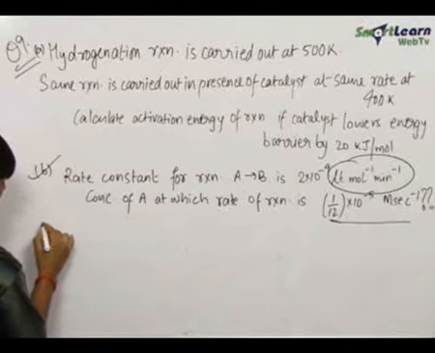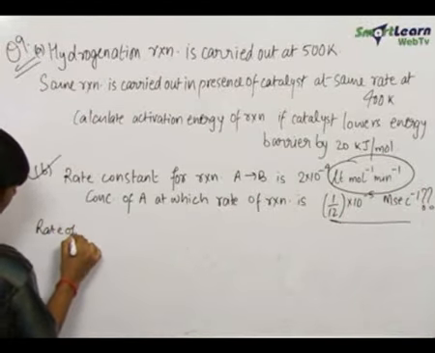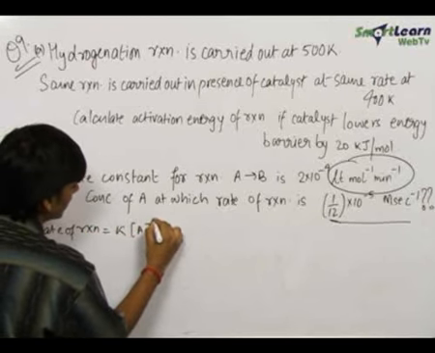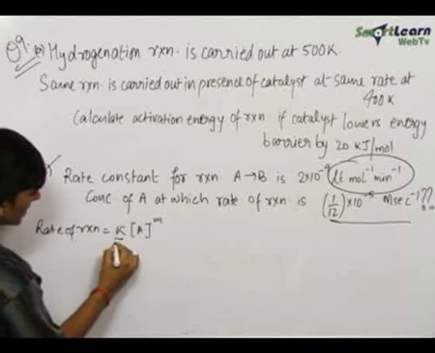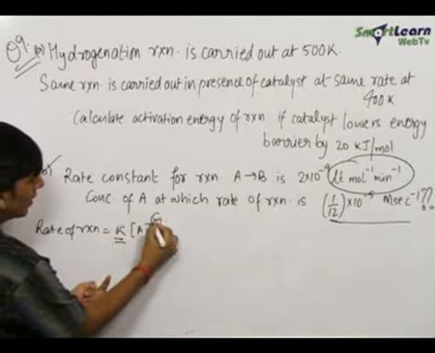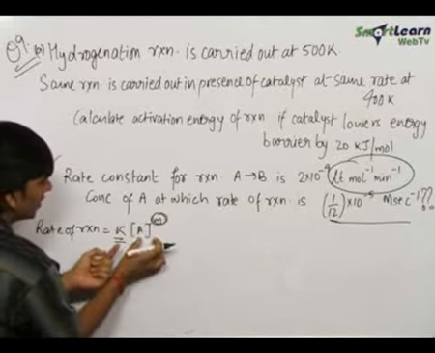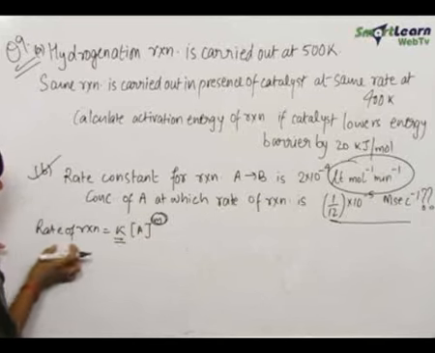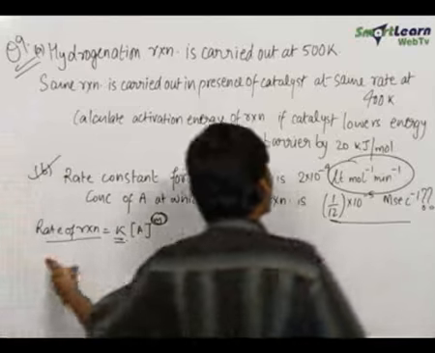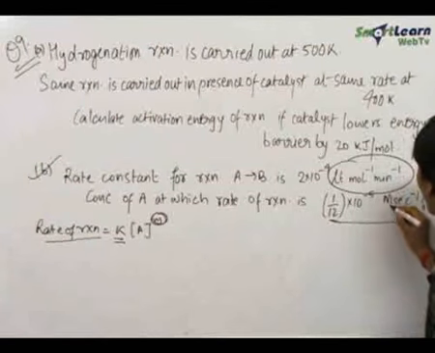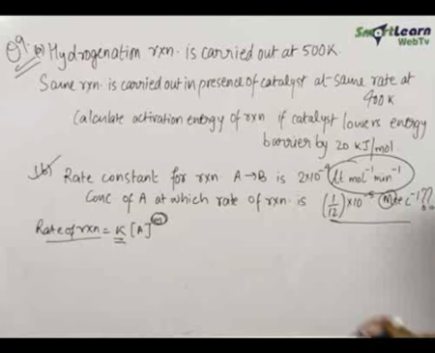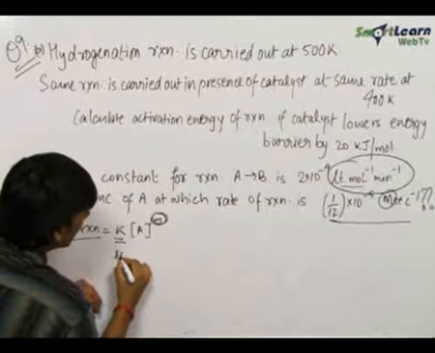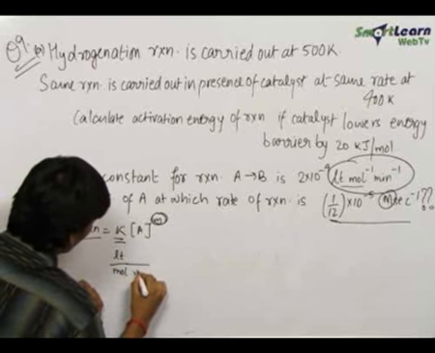The rate of reaction is equal to K times concentration of A to the power m. The unit of K will depend on the m, because if m changes, the unit of this quantity will change, and therefore the unit of K has to adjust so that it becomes equal to the rate of reaction. The unit of rate of reaction is mole per liter per second, molarity into second inverse. Now looking at this formula, this is coming out to be liter upon mole minute.